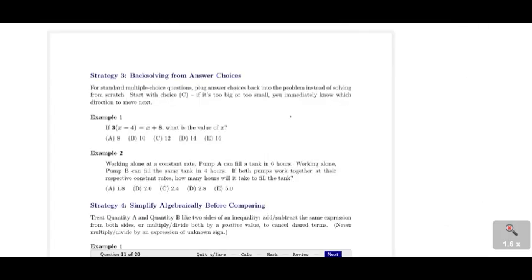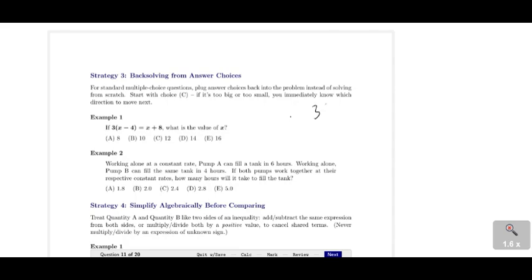The third strategy on my slide is what we call back solving from answer choices. So for standard multiple choice questions, you want to plug the answer choices back into the problem instead of solving from scratch, right? So sometimes you want to start with the answer choices and then plug them into the problem to get your answer. Let's look at a simple one, a very basic one, in example 1.